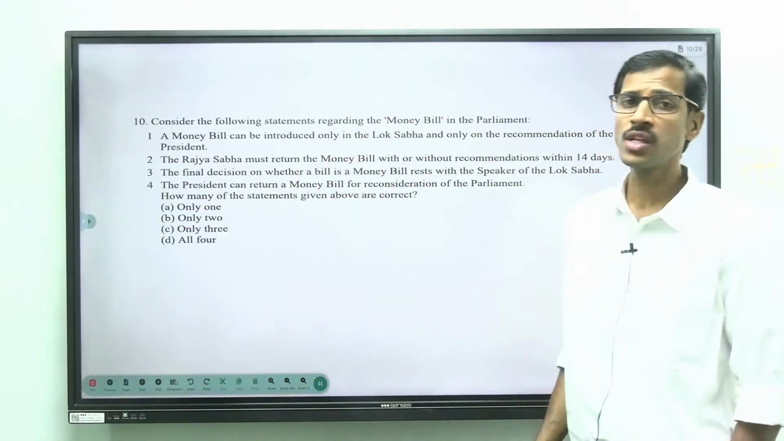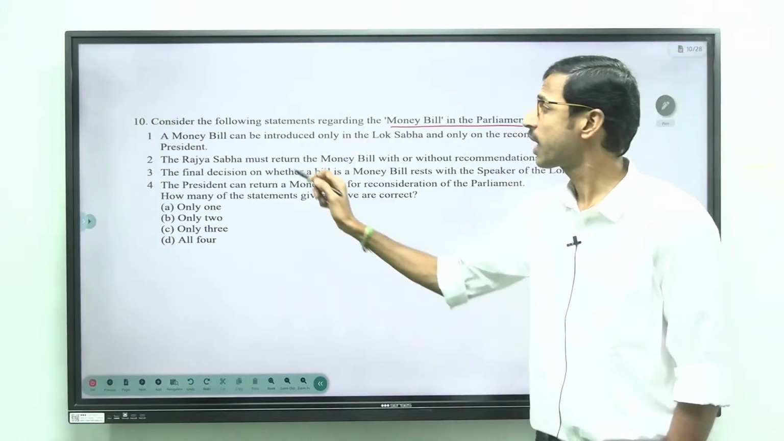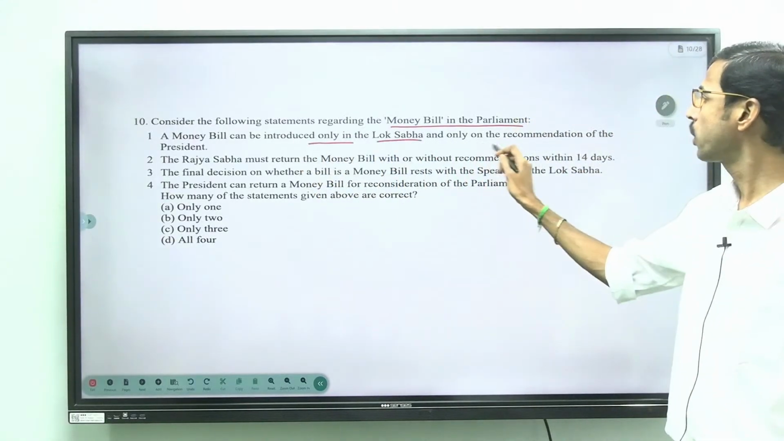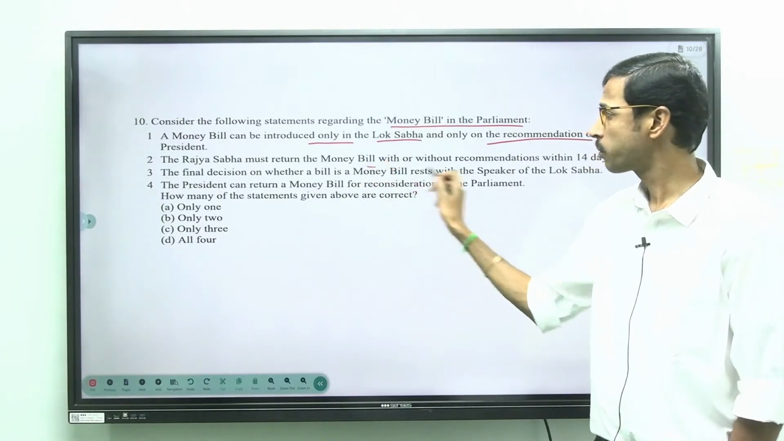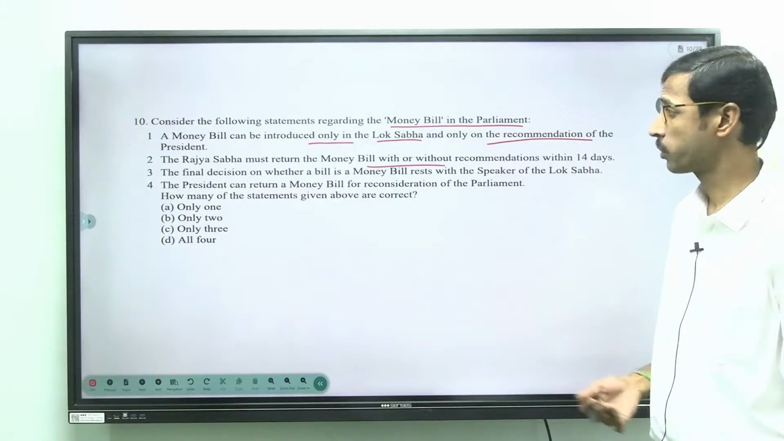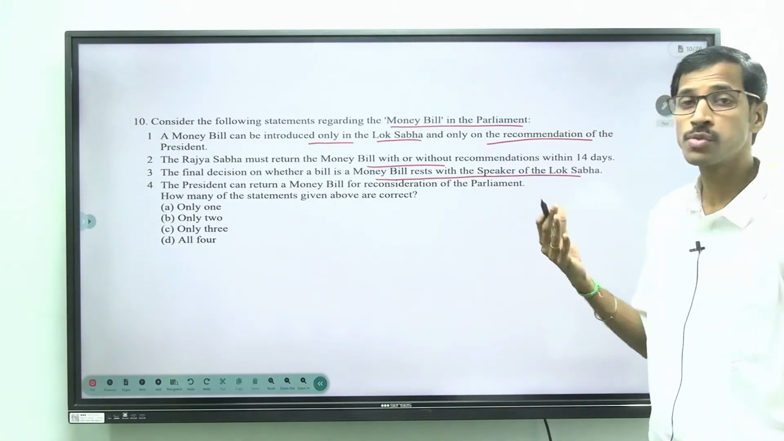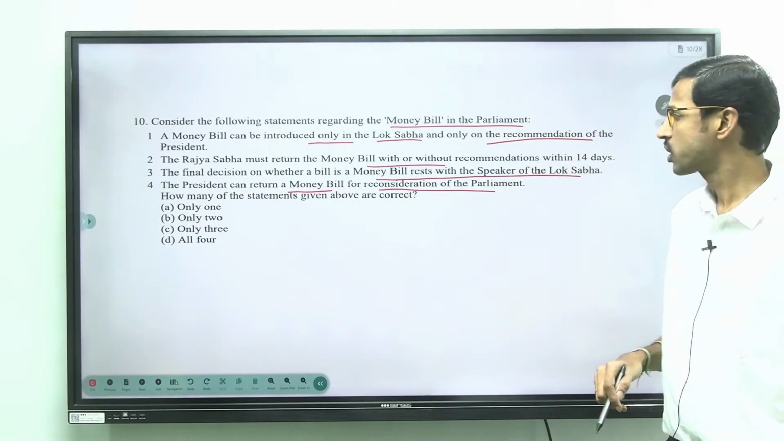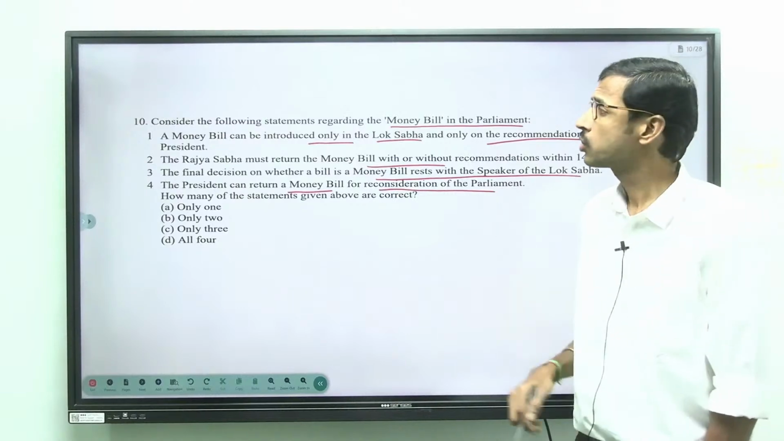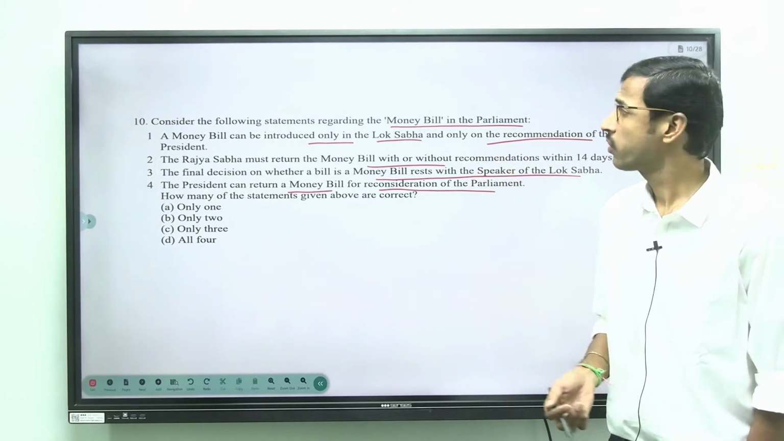Next, consider the following statements regarding the money bill in the parliament. A money bill can be introduced only in the Lok Sabha and only on the recommendations of the president, and also Rajya Sabha must return the money bill with or without recommendations. A final decision on whether a bill is a money bill rests with the speaker of the Lok Sabha. So the president can return a money bill for reconsideration of the parliament, right? So here a number of important statements were given related to the money bill.